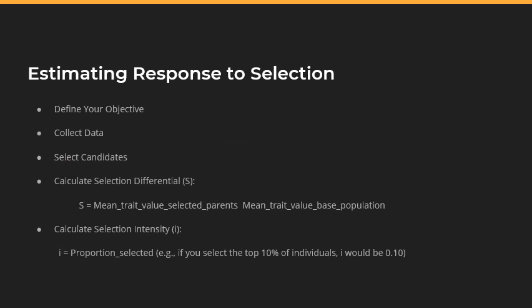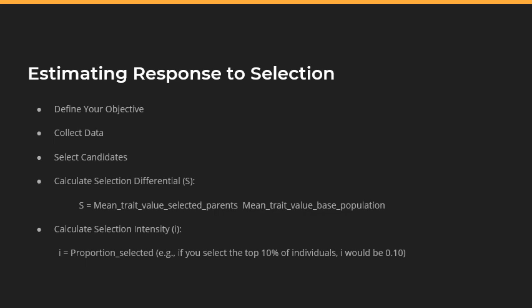Estimating the response to selection in genetics is a critical step in breeding programs aimed at improving specific traits in a population. The response to selection quantifies how much the mean value of a trait changes in a population due to selective breeding over one or more generations. Here's how you can estimate the response to selection.